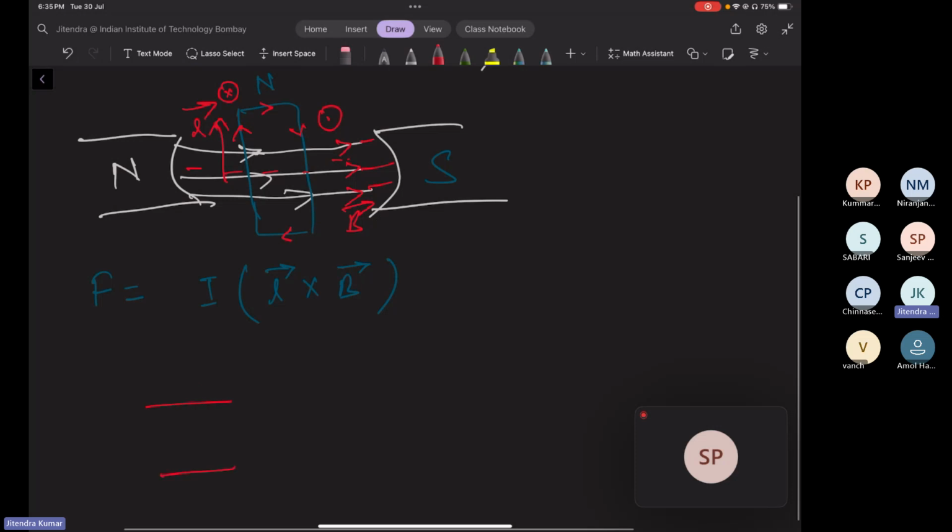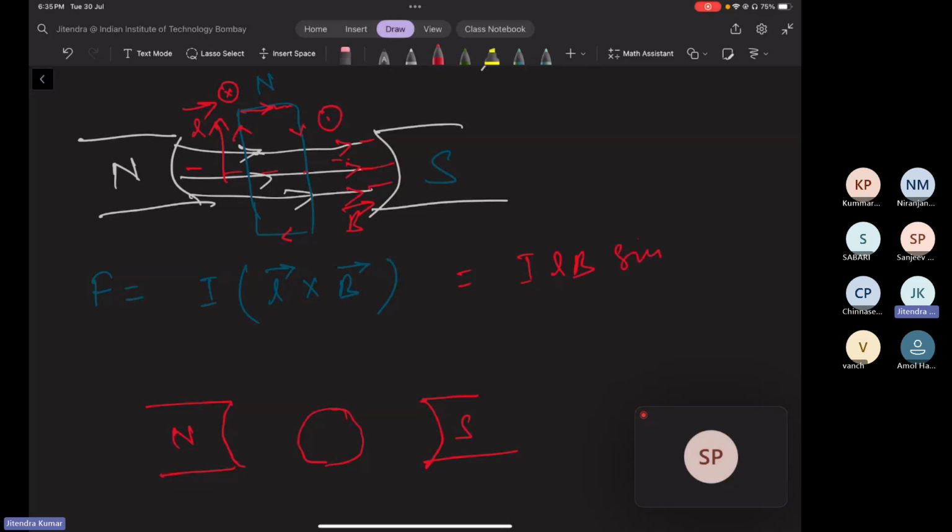Let's draw one more circular block. Let's suppose the coil is like this. So here for this rectangular thing we get I L B. If it is placed in this fashion, whatever I have drawn, then it is L cross B sine theta. So what is the angle between the B and L vectors right now? B is in this direction and L is in this direction, so this is 90 degrees. So it is maximum, so it will be I L B.